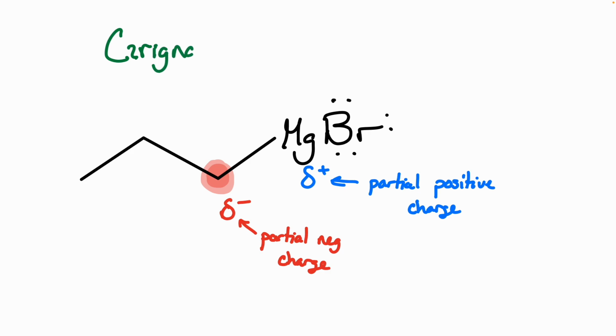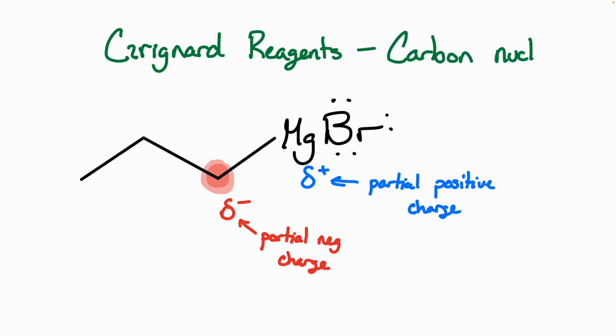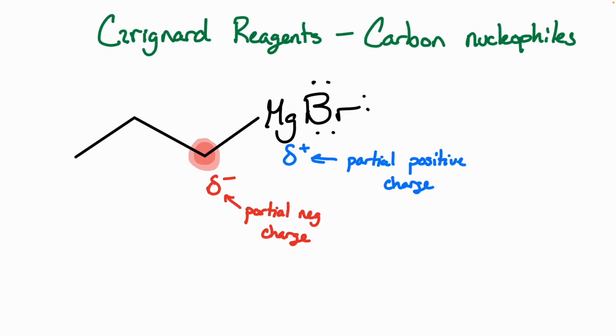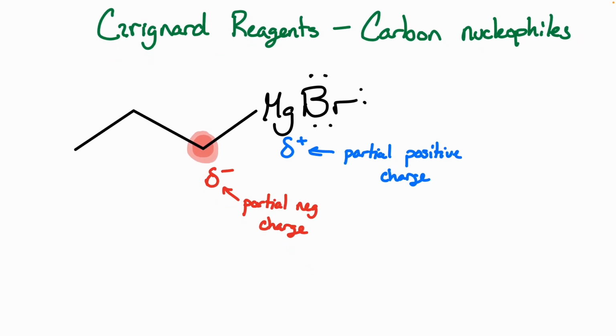All right, so our Grignard reagents. These are carbon nucleophiles. Remember, nucleophiles are electron-rich species. In our Grignard reagent, our carbon has stolen all the electron density away from that magnesium. It's got a ton of electron density on it. So it is a nucleophile, and it's a carbon atom. So it's what we call a carbon nucleophile.